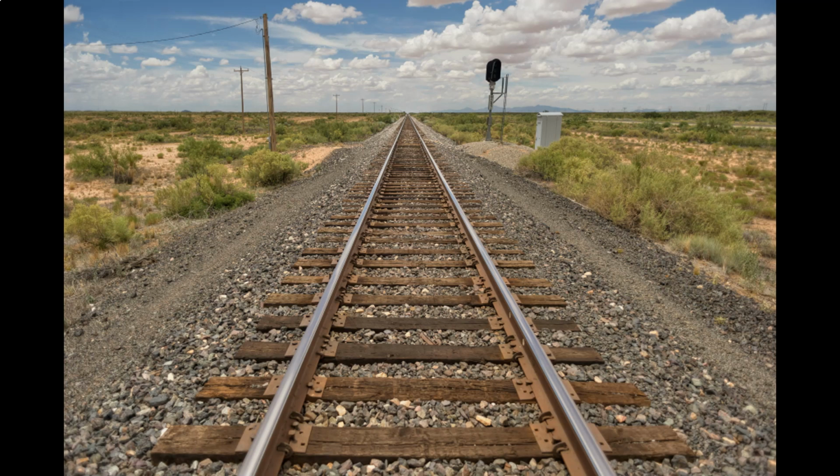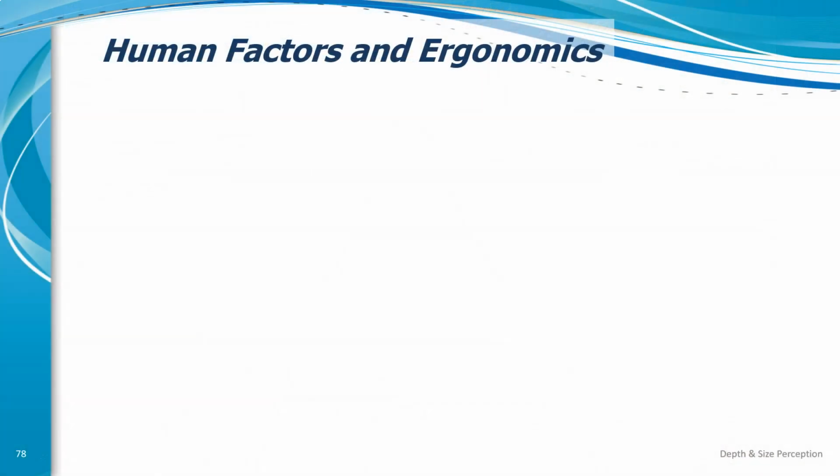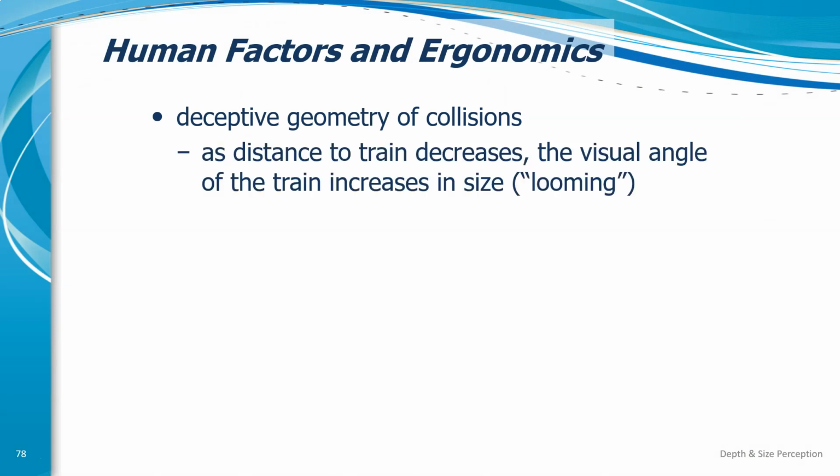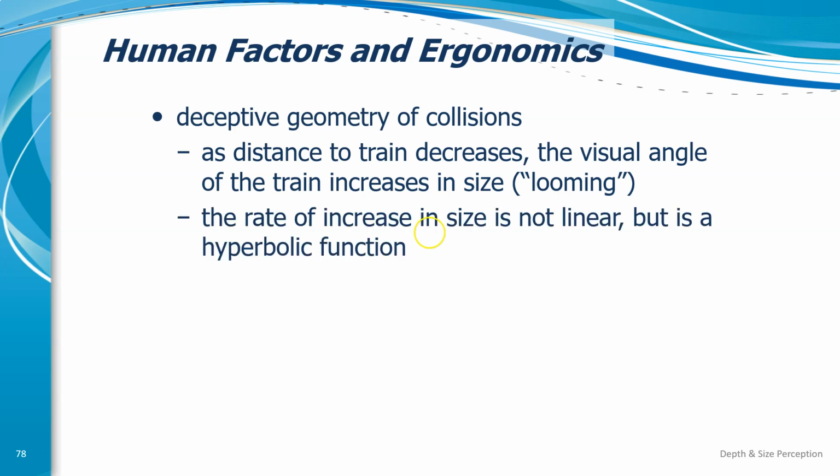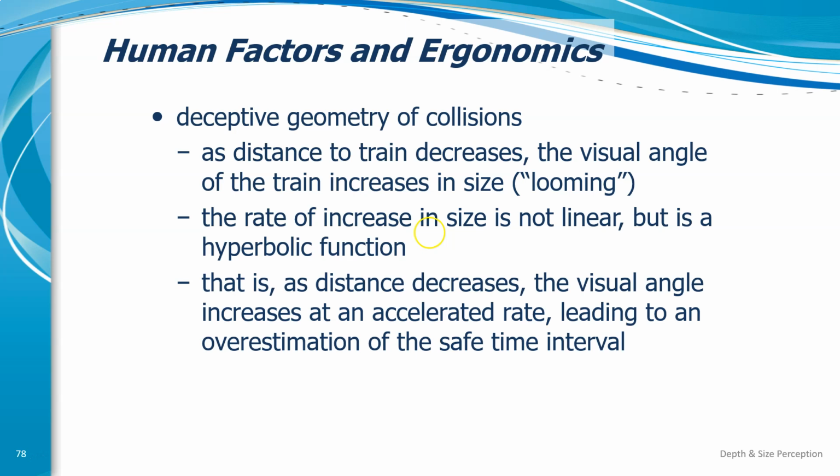And there's a third one that's a bit more tricky to wrap your arms around. Leibowitz calls it the deceptive geometry of collisions. Now, as that train gets closer to you, the retinal image size increases, and this is called looming. Now we can take a look at the rate of increase in size. It's not a linear function, it's a hyperbolic function. And that's a bit tricky for people to handle. People are okay with linear functions, but hyperbolic functions, that's a bit difficult for us.